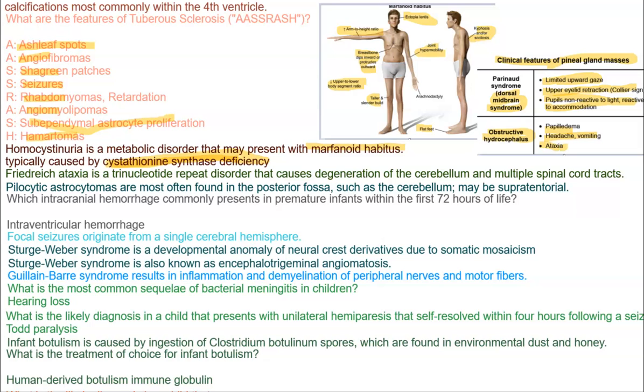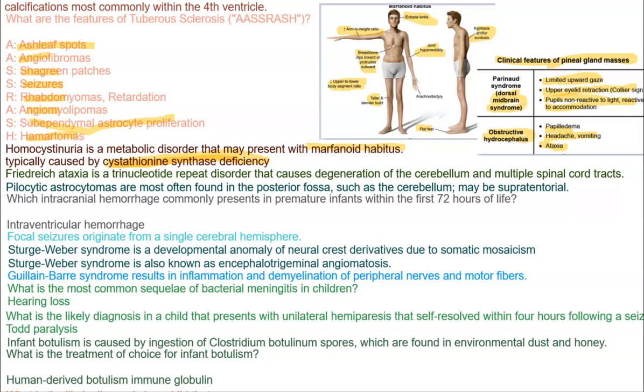Friedreich's ataxia is a trinucleotide repeat disorder that causes degeneration of the cerebellum and multiple spinal cord tracts. Pilocytic astrocytomas are most commonly found in the posterior fossa, such as the cerebellum, and may be supratentorial. Intracranial hemorrhage most commonly presents in premature infants within the first 72 hours of life. That would be intraventricular hemorrhage.